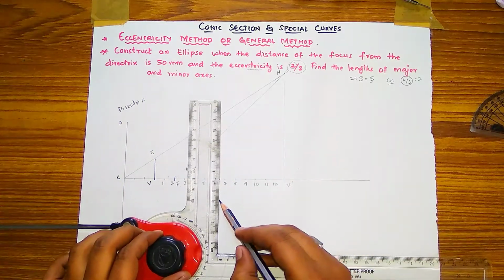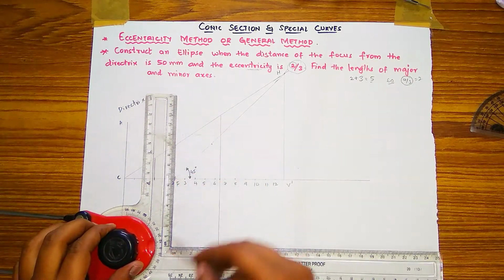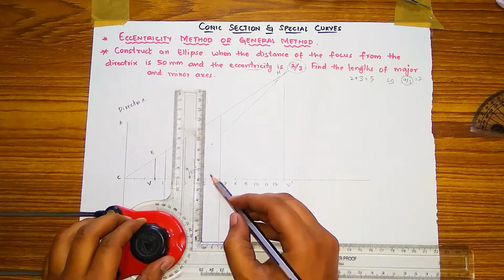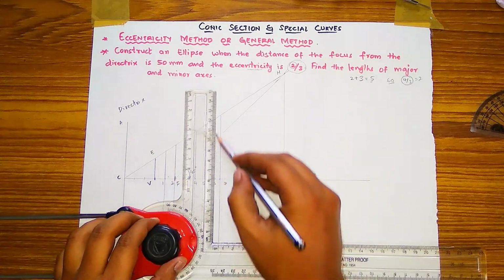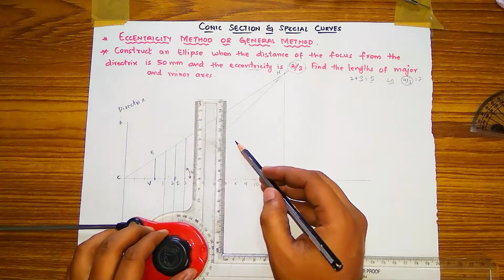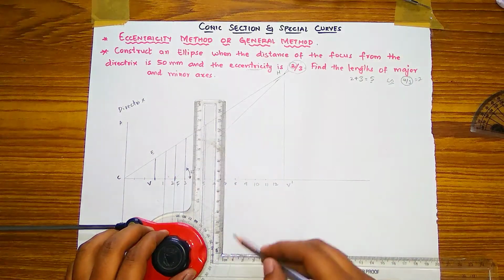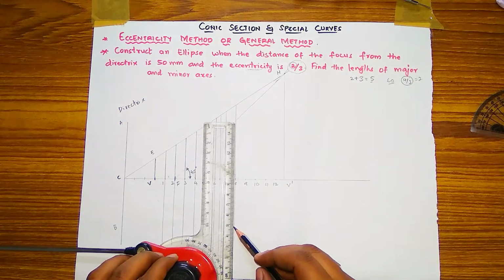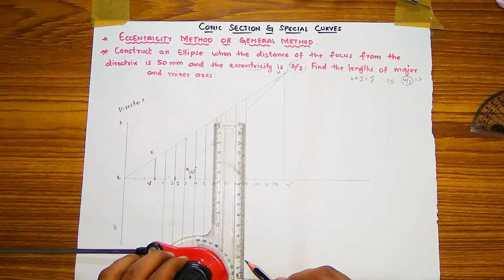Like this you have to make the lines from each point. You have to take the lines till that line you have constructed, and downwards like this. All the points you have made in between, you have divided.